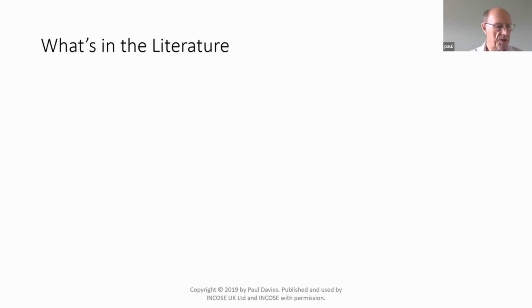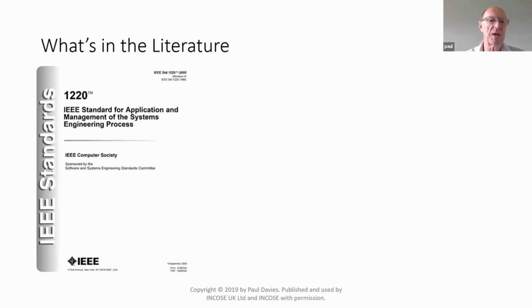All right, so what's in the literature? It's a little bit of a history lesson. If we look at one of the very earliest standards on systems engineering, this is IEEE 1220, which was first published a very long time ago, but the most recent version I think is 2005. On its page 3, it starts with a picture of a system breakdown structure without covering interfaces at all.